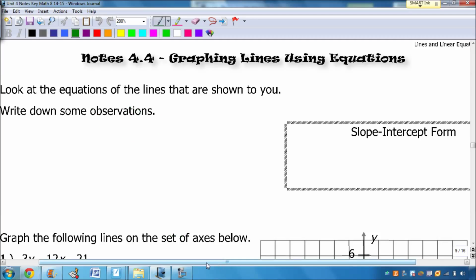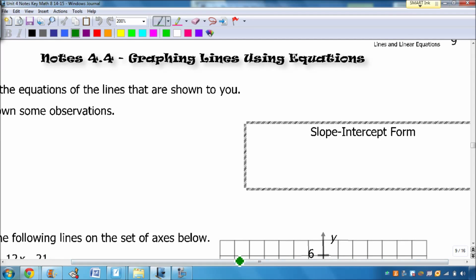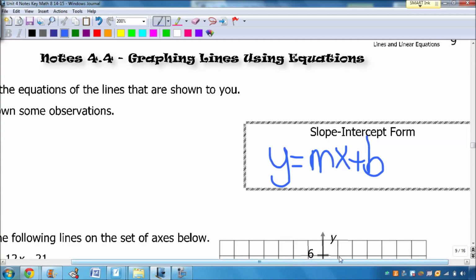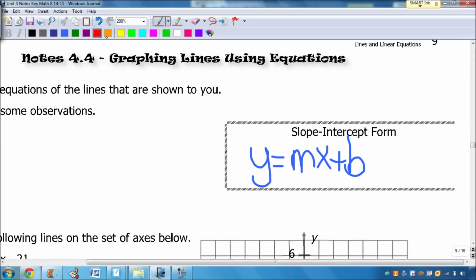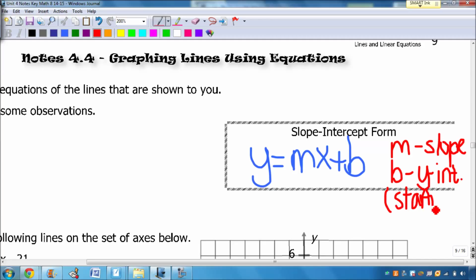Okay. Now, slope-intercept form is always going to be in the following equation: y equals mx plus b. Now this should look familiar to you because we have talked about this a little bit. Please write down that m stands for the slope, and that b stands for the y-intercept. Your y-intercept is going to be your starting amount, okay?